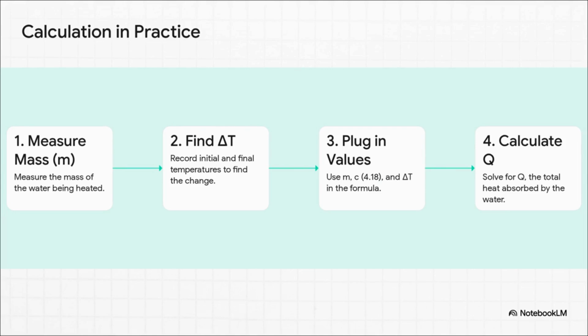Imagine we're in the lab right now. First, we measure the mass of our water. Let's say it's 100 grams. Then we measure the temperature change. Let's say it started at 20 degrees and ended at 30, so our delta T is 10 degrees Celsius.